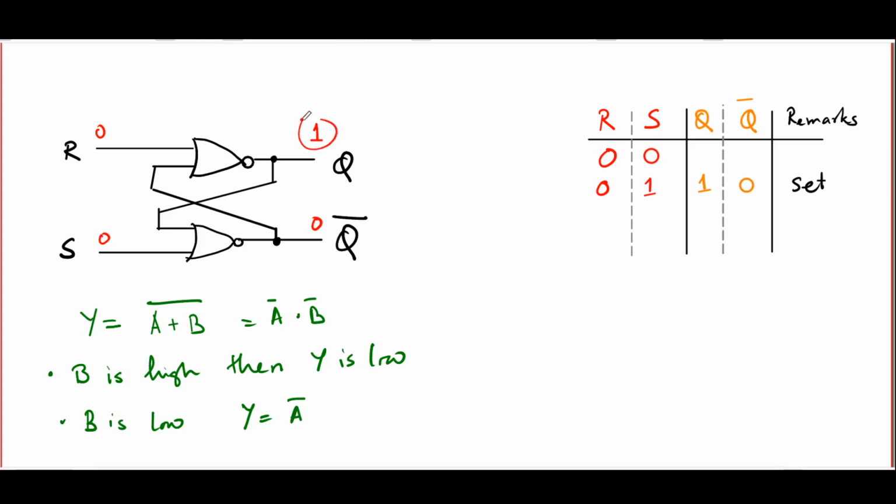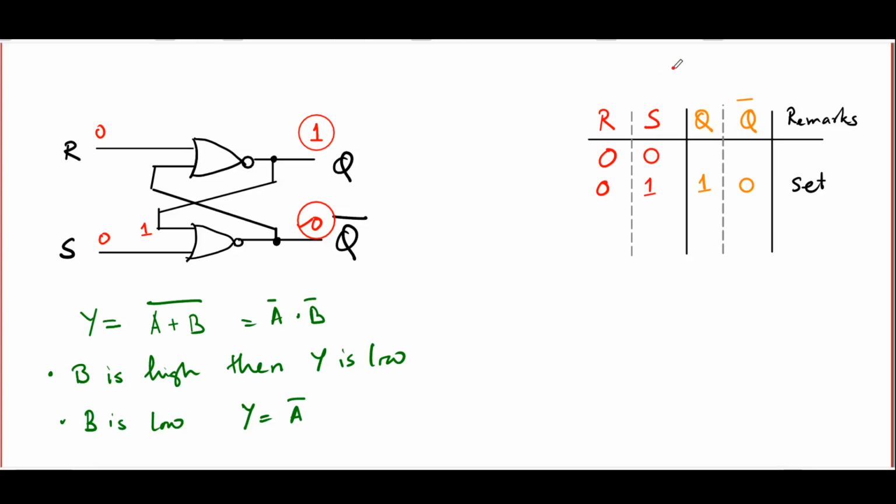But note that Q equal to 1 will come back here as the input to the lower NOR gate, and because you have 0 and 1, one of the 2 inputs is 1, the output will go to 0. So the output 0, which was the original state of Q bar, stays as it is. On the other hand, this 0, when it goes back, ensures that both inputs of the upper NOR gate are 0, and hence the output has to be 1. In other words, whatever the Q and Q bar values were before, they stay unchanged.